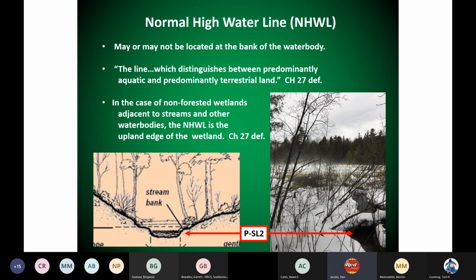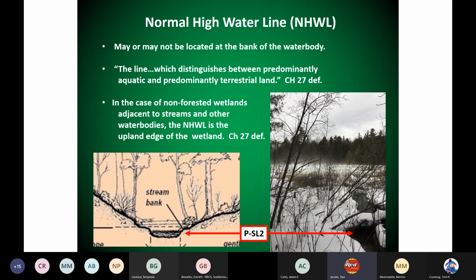So if we have a stream and it's situated like the one in the left-hand box at the bottom of the slide, forest goes up to the banks of the stream. There's no associated non-forested wetland connected to the stream. The normal high water line is at the bank. That's the basic, very simplistic location of that normal high water line. So in this case, if there was a 75-foot wide protection subdistrict here, we would start that 75-foot zone from this point here and have it extend outward from the water body.